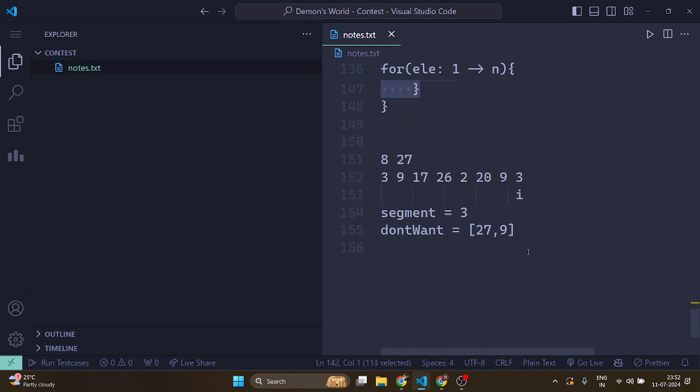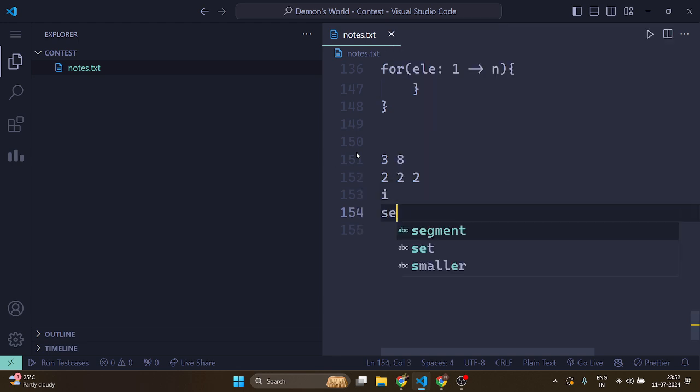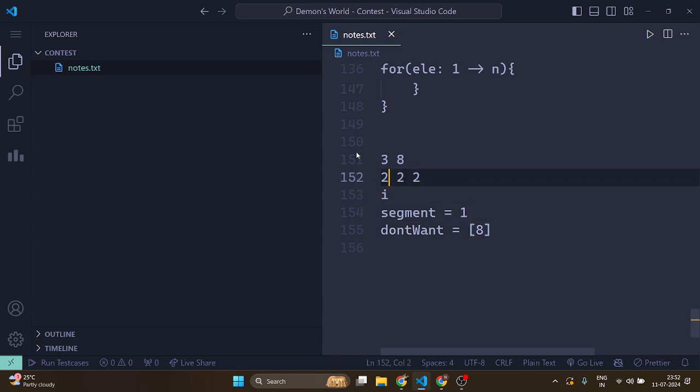So for example, let's say there are 3 elements. The target is 8 and our array is 2 3 2. Okay, i is here. Initially segment is 1. Don't want is equal to 8. Can I insert this 2? And there is 3 here as well, just to make it comfortable. Yes, I can insert this 2, but I don't want 4 anymore.